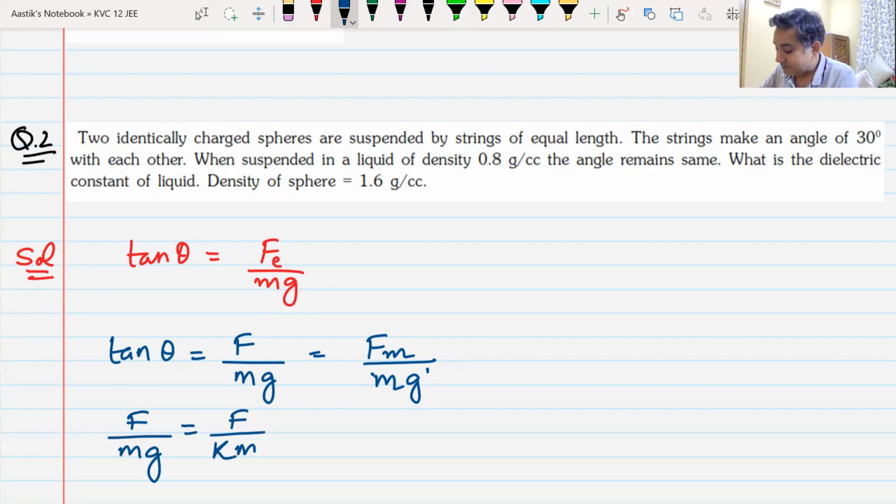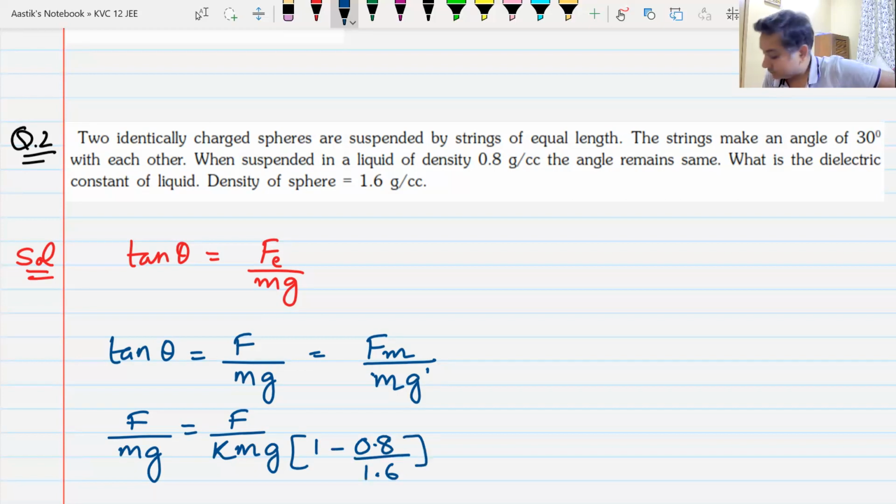Yes, sir. Mass remains the same. The g becomes effective g and you can write it as 1 minus the density of what divided by what? Density of liquid, which is 0.8, divided by the density of the sphere. Do we understand this? If you don't understand this, you can have a look at this diagram.